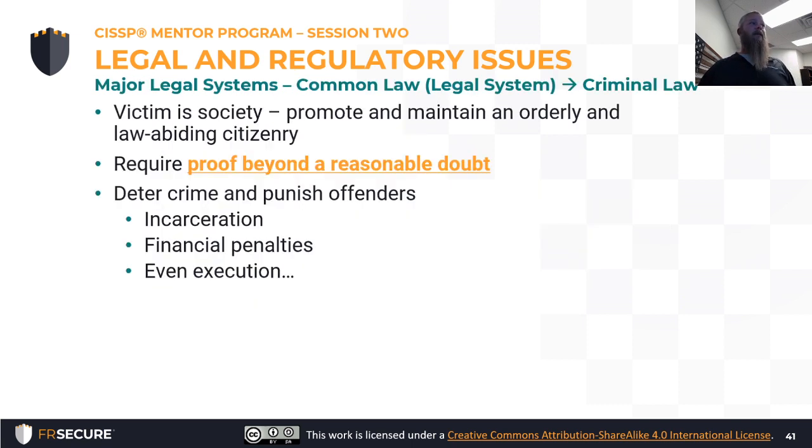The first is criminal law. That's where society itself is viewed as the victim. There's usually some type of removal from society associated with criminal law. The important thing about criminal law is it's proof beyond a reasonable doubt. They deter crime and punish offenders. That's what criminal law is all about.